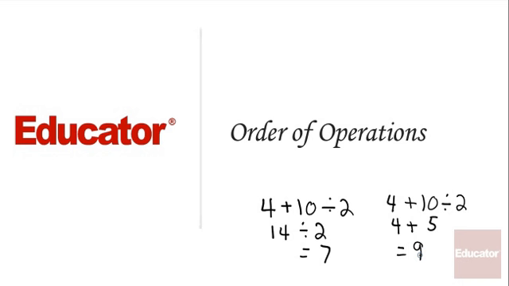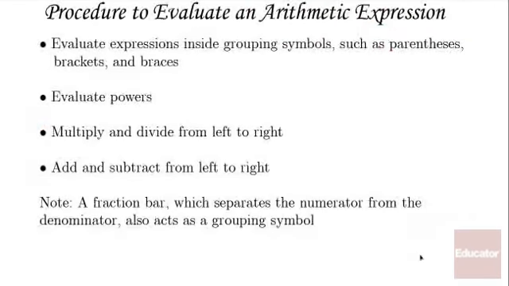So order of operations is the common way in which everyone looking at an equation or an expression knows to approach it so that we come up with the same result. Here are the rules, or procedure, for evaluating an arithmetic expression. This applies to arithmetic expressions and algebraic expressions which contain variables. First, evaluate expressions inside grouping symbols. Grouping symbols include things such as parentheses, brackets, and braces.